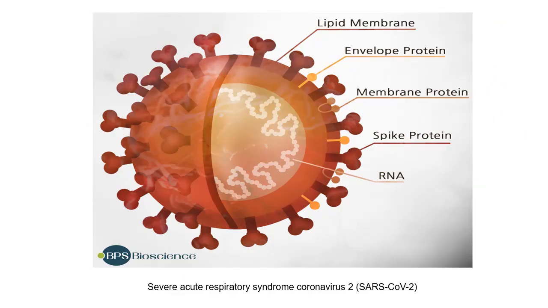First, a review of the SARS-CoV-2 coronavirus. It is believed to have its origin in animals. It belongs to the genus Beta coronavirus. This virus is a single-stranded RNA virus. It has a lipid membrane.